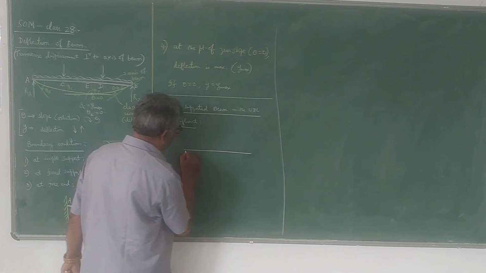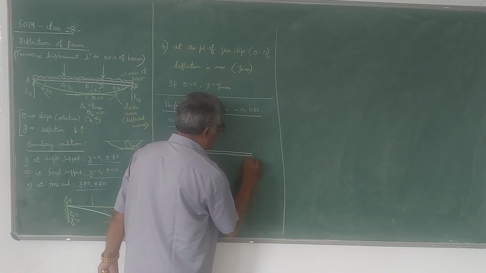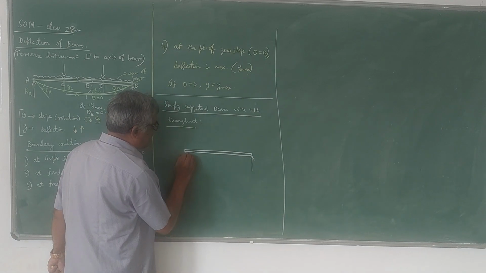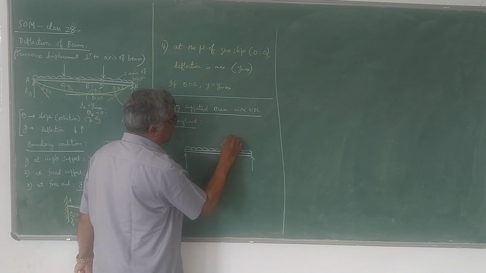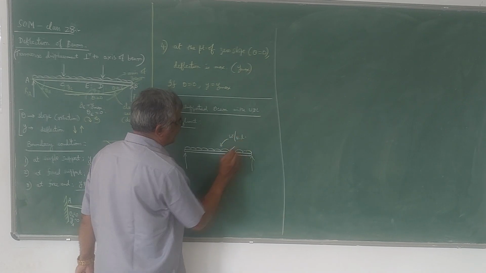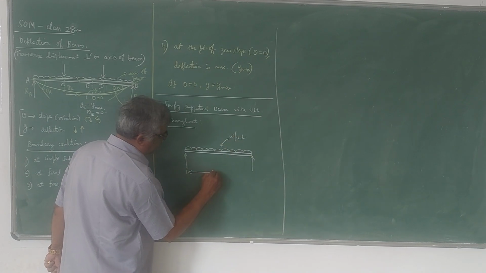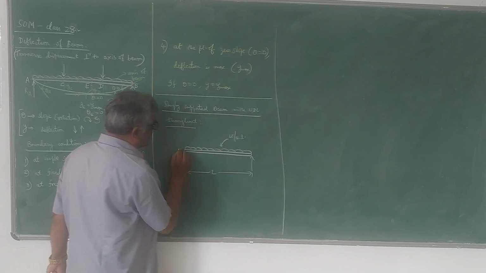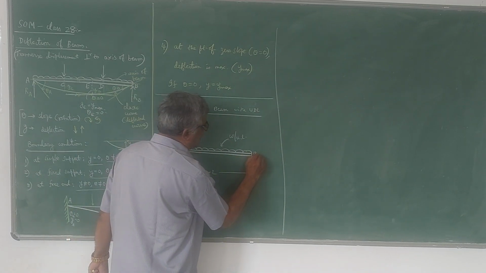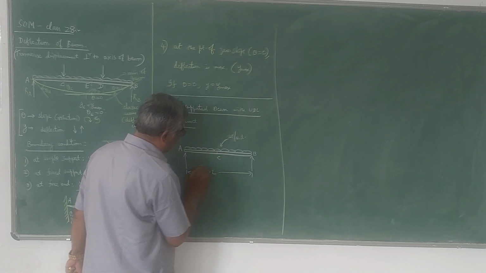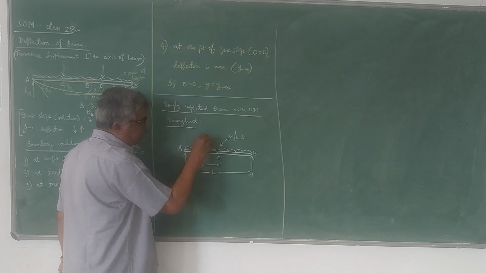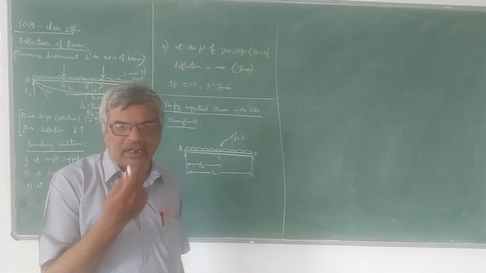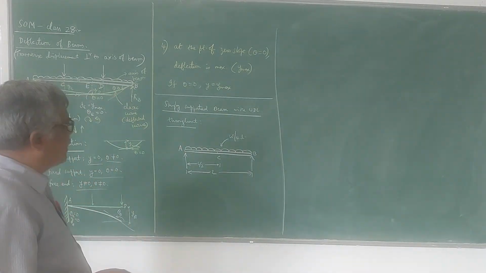So I will take the simply supported beam like this. This is a simply supported beam. I will take the UDL. This UDL intensity I will take as w per unit length, and let me take L as the span. You can observe here that if I take C as the midpoint or the midspan point, L by 2, if you see the beam, it is symmetrical. So the beam is completely symmetrical.